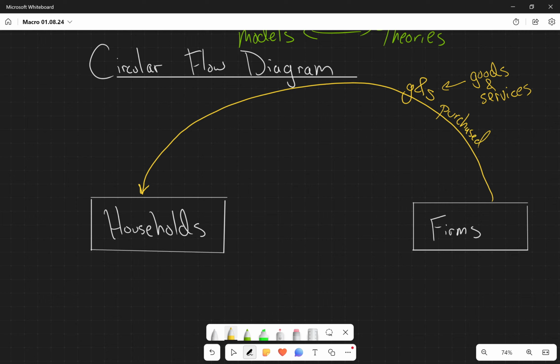So they might not be purchased directly from the firm, but they're purchased from somebody who purchased it from somebody who purchased it from the firm at some point, right? And so what's the other half of this transaction? Do you just go into the store and just take things? No, you got to pay for them, right? So the other half of this transaction is going to be our payment for our goods and services.